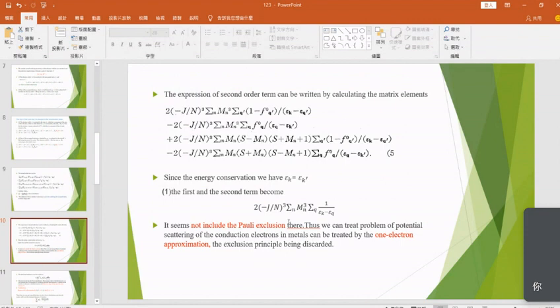This seems not to include the Pauli exclusion. So we can treat the problem of the potential scattering of the conduction electron in metal in the one electron approximation, since there's no Fermi statistics there.